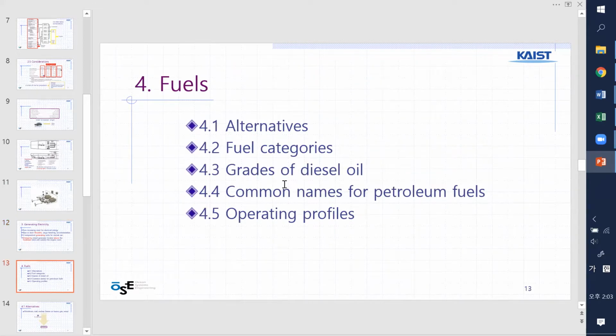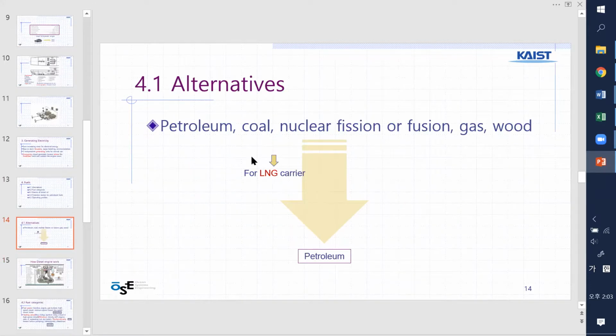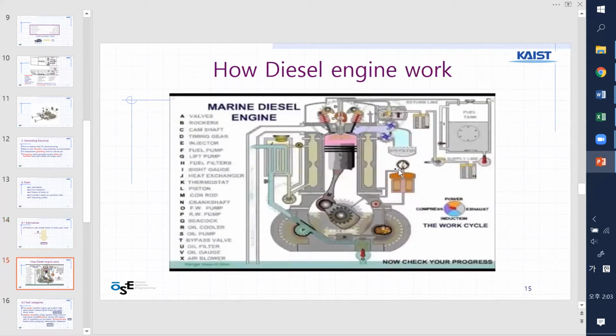Fuels: there are different diesel oils. I will not touch on it much, but the LNG carrier still has a small percentage rather than oils. So gas is increasing nowadays, but oil is still dominant. And for the diesel engine, there are components, ignition, fuel injection, piston, crank, and so on. It is well known to mechanical engineers like you, so I will not explain more.